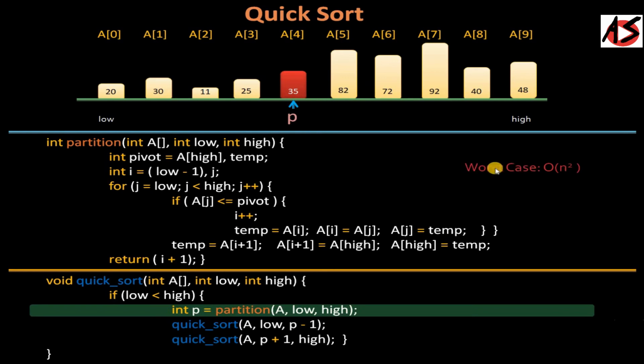How can you eliminate the worst case? You can eliminate these situations by taking the pivot randomly instead of taking the last element as the pivot element all the time. So you can easily eliminate the worst case.